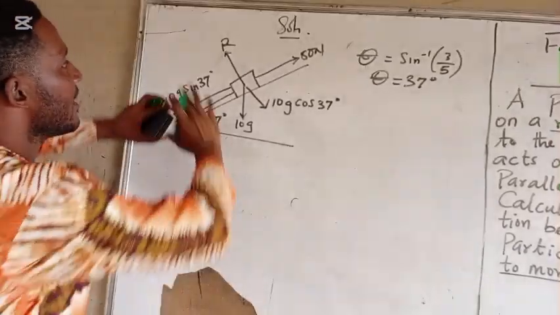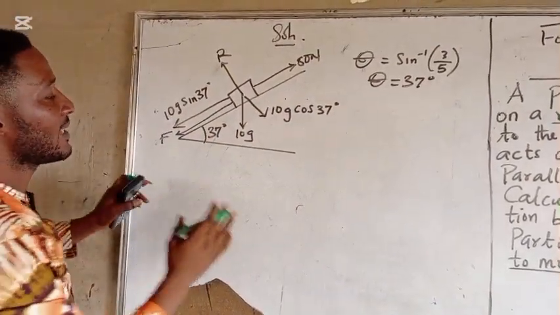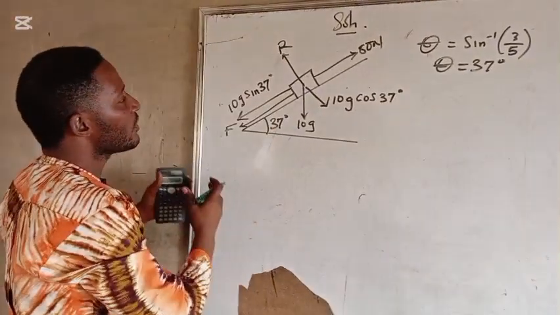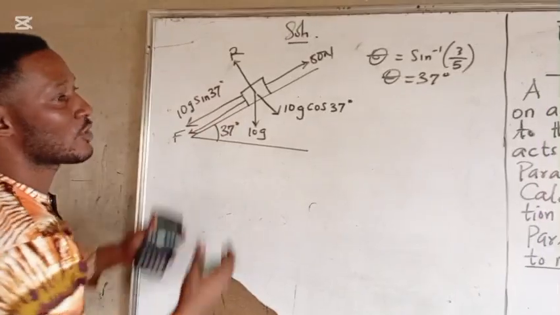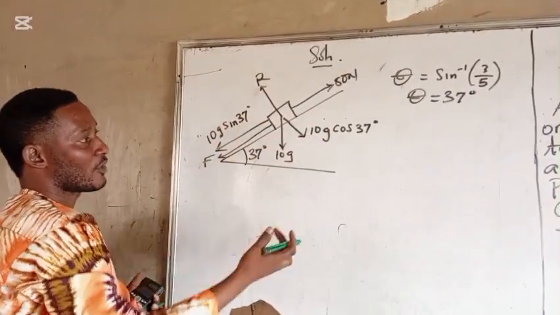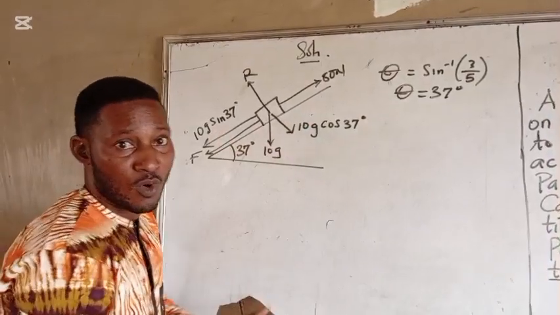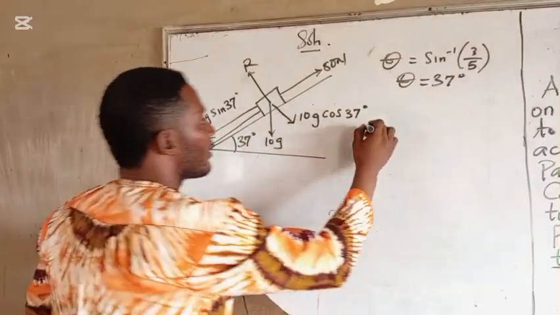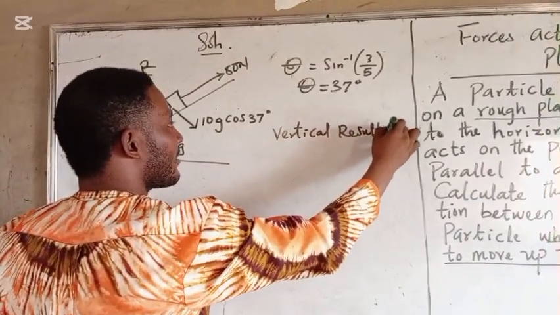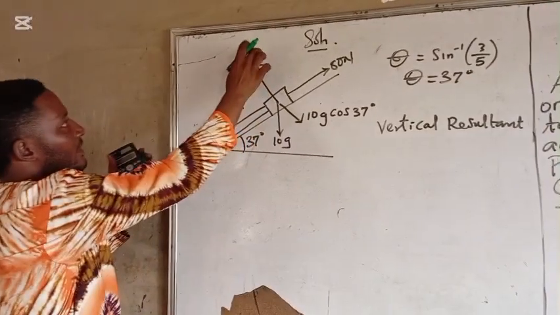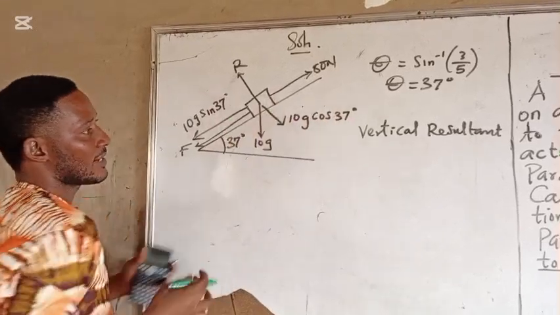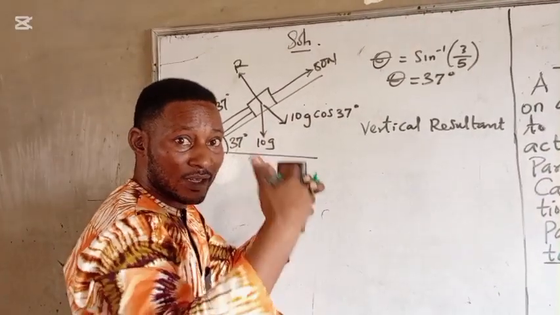Now, since we have successfully indicated the parameters needed to solve this problem, let us get into solving this problem by considering the horizontal resultant force and vertical resultant force. First of all, let's consider the vertical resultant of this force. Remember, at equilibrium, the net force equals 0. Now, vertically, the vertical resultant will be considered by considering R and 10 acceleration due to gravity cos 37.